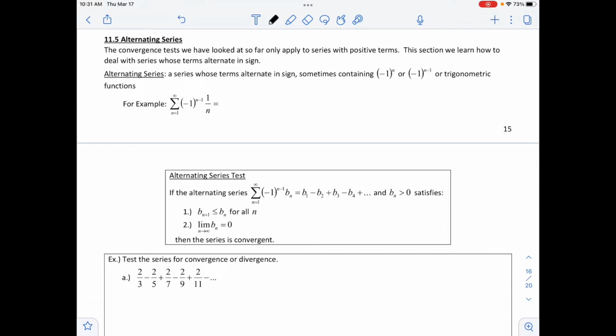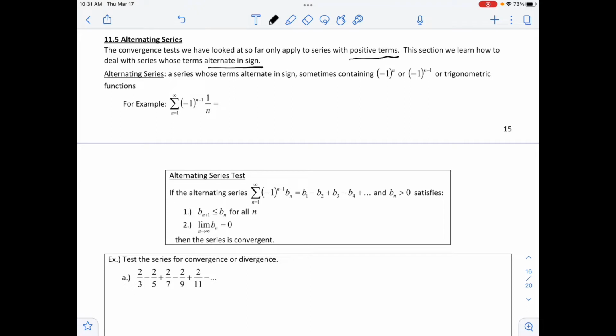Section 11.5 is alternating series. The convergence tests that we just looked at only apply to series with positive terms. So if you go back and look at all those examples that we did, all the terms in those series were positive. In this section we learn how to deal with series whose terms alternate in sign.